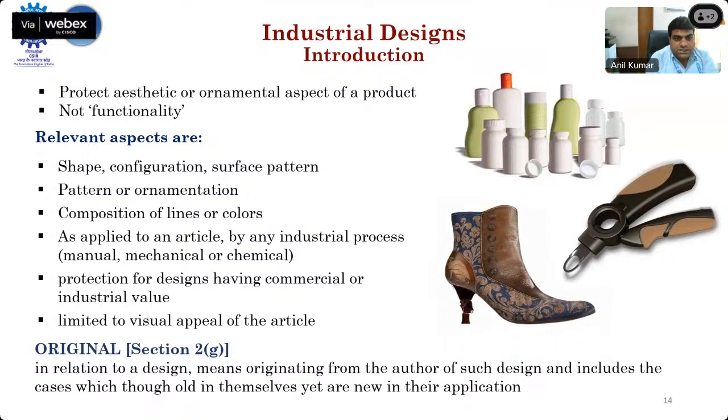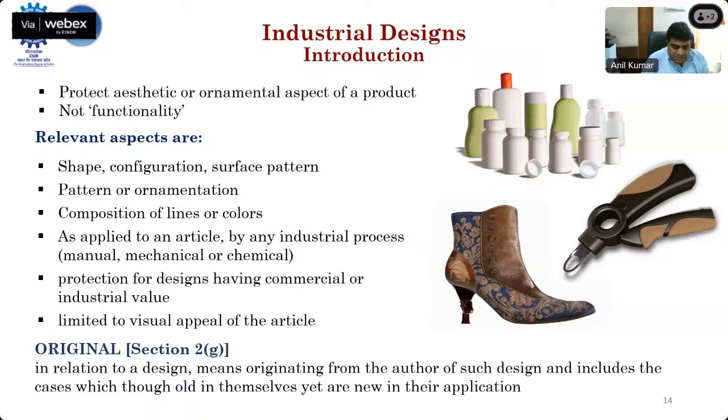So the next kind of intellectual property tool that we are going to discuss is industrial designs. These are basically the aesthetic or ornamental aspects of a product. If we see the different shapes of the bottles given on the top right, those shapes are different from each other, and these different aesthetic appearances can be registered as industrial designs. So it's basically a look and feel kind of element. It has nothing to do with the functionality.